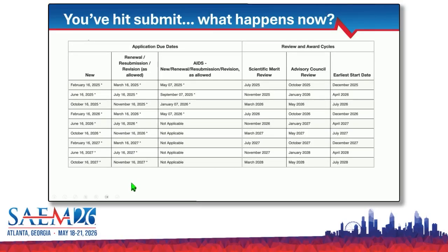Okay, so what happens after you hit submit? This is now switching gears a little bit to less what you're going to do and more what happens after you do this. Okay, so we talked about, let's say you're applying for an R21, June 16th, okay, you submit it to ORSP at the beginning of June, they get it in. Nothing then happens until November. That's the really frustrating part.